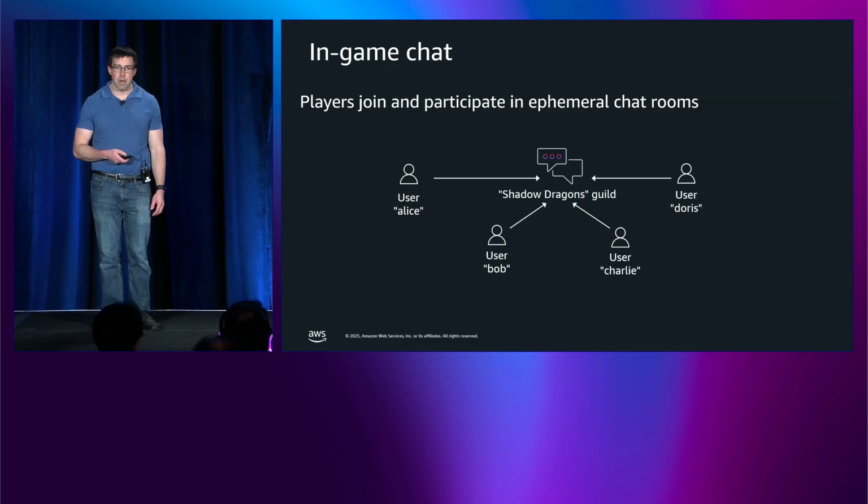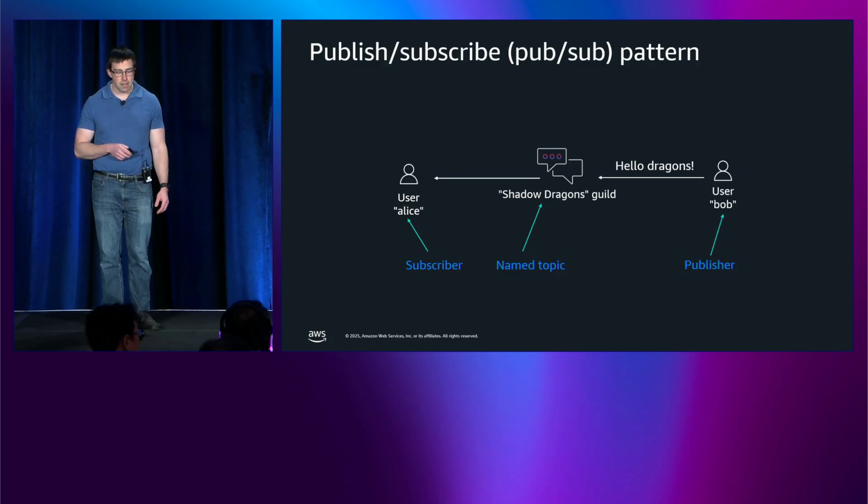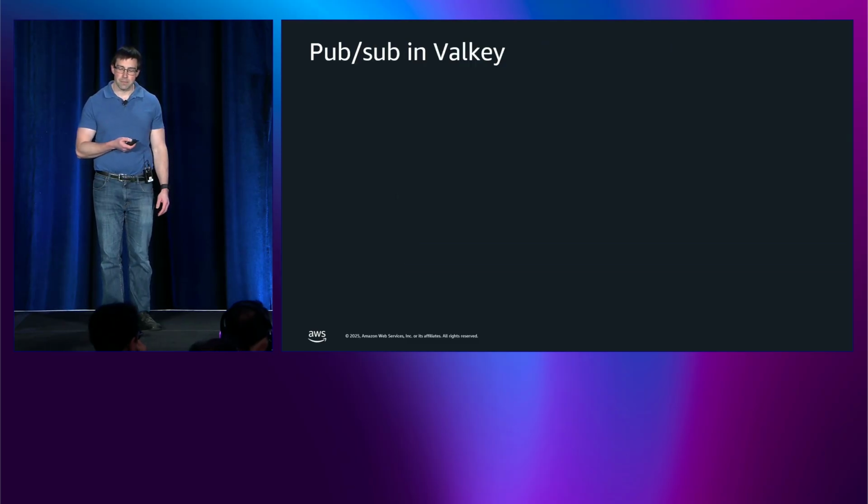For that, we can use the pub/sub feature within Valkey. If you're not familiar with the pub/sub pattern, it's a messaging pattern where publishers of messages are decoupled from the subscribers. A subscriber comes in and subscribes to a named topic. Let's say our topic here is just Shadow Dragons. A user can come in and say, I want to listen to messages on this topic. Another user can come and publish messages to that topic. So I can say hello, and then anyone that's subscribed to that topic will get those messages.